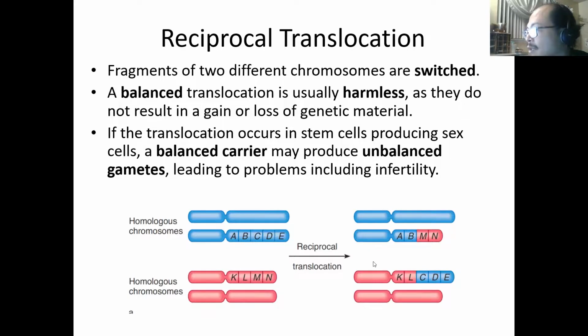And so that is the result of a reciprocal translocation. So you have chromosome 1, but the homologous one becomes shorter because one of the pieces is from chromosome 2. Now you have chromosome 2, but the other one, the homologous one, is longer because it got a piece from chromosome 1. So you see that. In this cell, basically it's balanced because it still contains the genes A, B, C, D, E, K, L, M, N. Here you still have A, B, C, D, E, K, L, M, N. So you still have all the genes that you need to perform cell function.